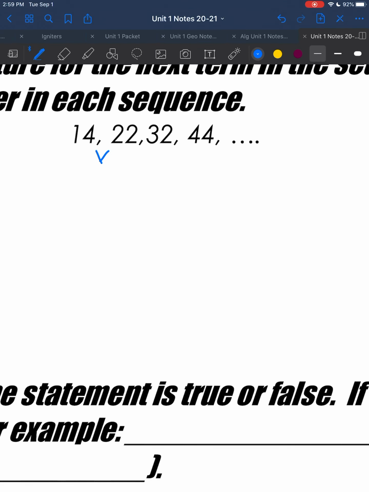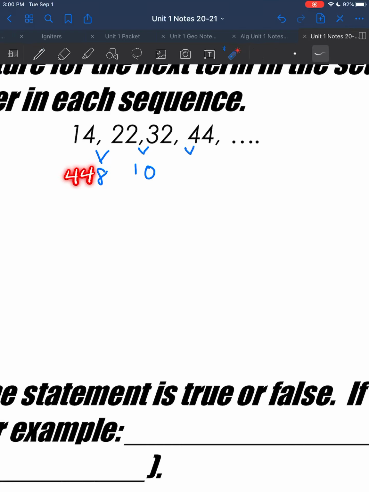So I have 22 minus 14 is 8. Okay, so I'm always subtracting the number to the right minus the number on the left. So I'm doing 22 minus 14 equals 8. Okay, now I'm going to do 32 minus 22, and that's going to give me 10.